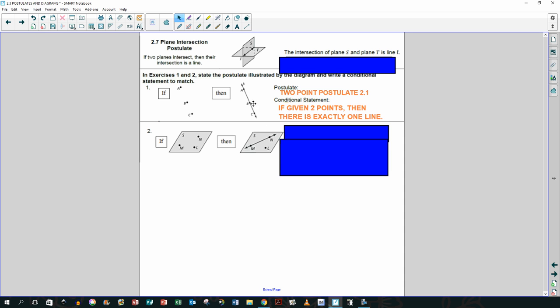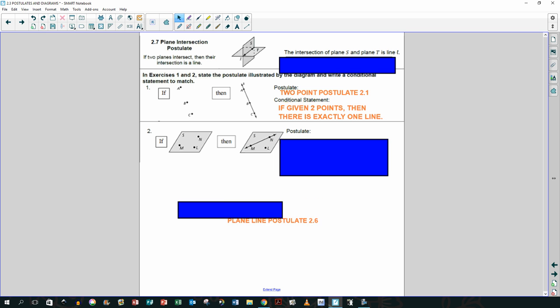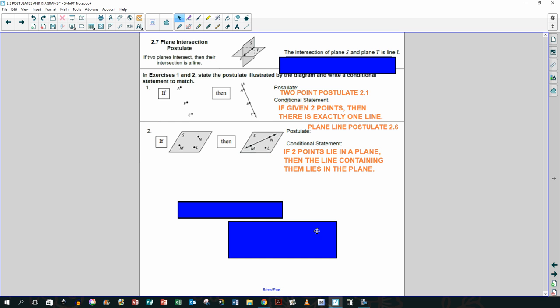Here we're given a plane with some points in it. So if we're given a plane with some points, then there's a plane with a line. This is the plane-line postulate, and the plane-line postulate says if 2 points are in a plane, then the line containing them lies in the plane.